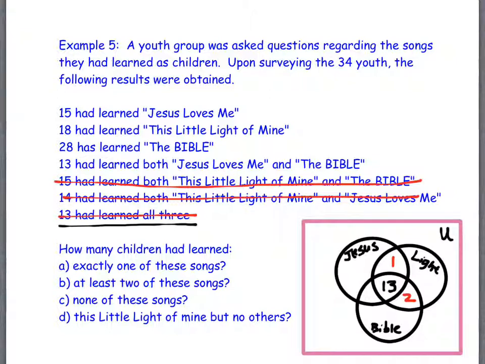You can do this one more time. It says 13 had learned both Jesus loves me and the Bible. Yeah, we could put a 0 there. There's nothing wrong with that. Can't put negatives in there, right? But we can put a 0 in just fine. So we've got 0 right there.